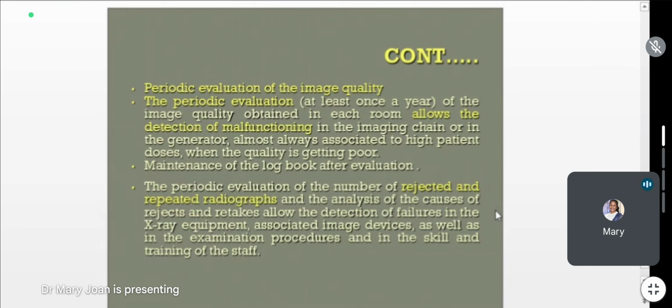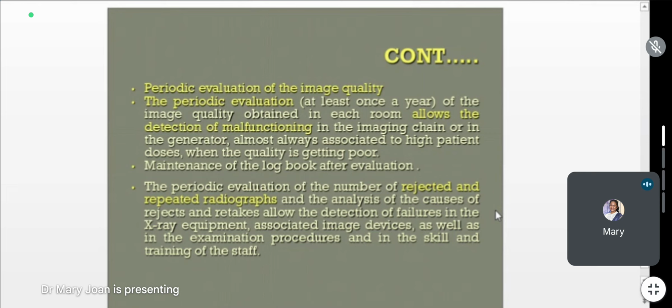And periodic evaluation of the image quality, at least once a year, of the image quality obtained in each room allows the detection of malfunctioning in the imaging chain or in the generator, almost always associated to high patient doses when the quality is getting poor. And this could help us in establishing the DRLs, diagnostic reference levels, how we can increase or maintain the image quality at the same time by decreasing the equipment parameters or the exposure parameters. And maintenance of the logbook after evaluation is part of the quality control program.